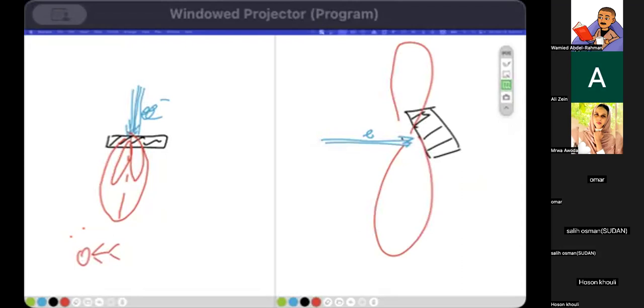So what we're looking at is the target has to face the electrons. That's for sure. And then the radiation is going. But what we're looking at is what's coming out from the target. Okay?